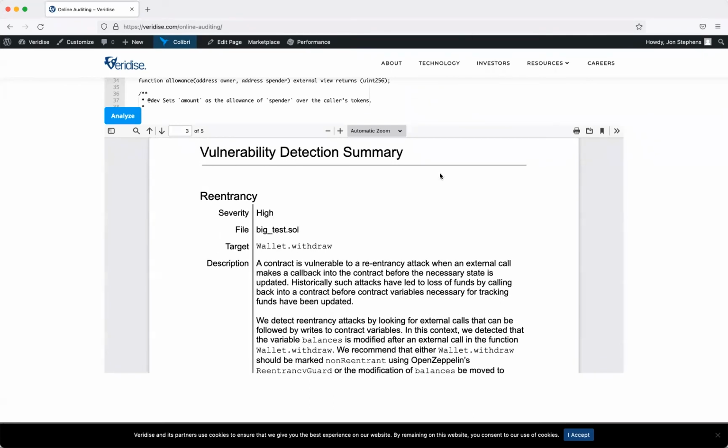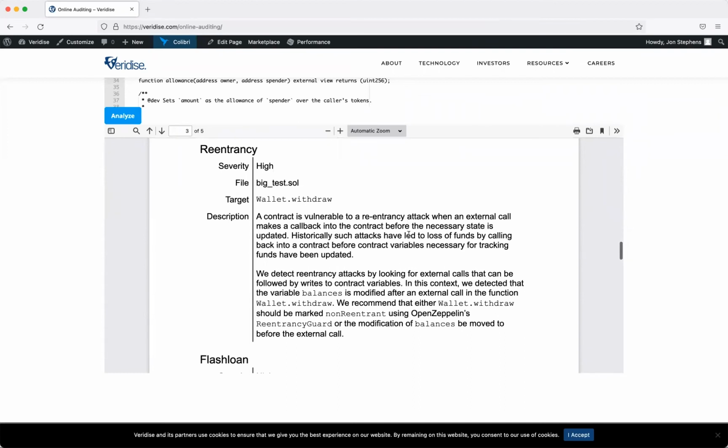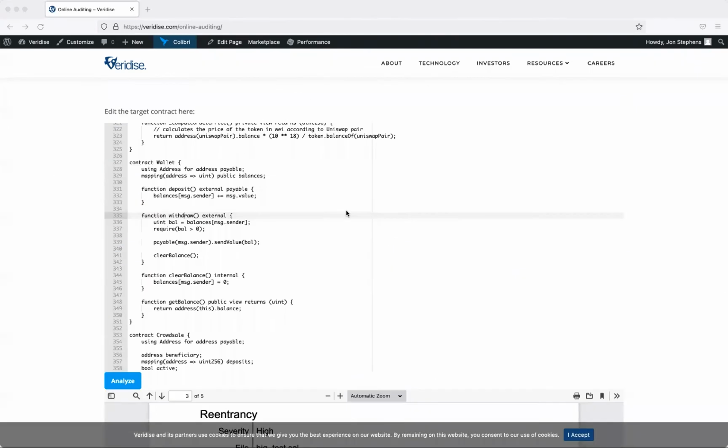The first vulnerability detected is a possible reentrancy vulnerability. The report identifies the withdraw function might be vulnerable to a possible reentrancy attack and gives a detailed description about these attacks. Let's look back at the code and see what it found. If we look at the identified function, the report says that the balance contract variable was modified after an external call. We can see that this is indeed the case, and therefore this function is vulnerable to a reentrancy attack, since upon reentrancy, balance will hold a stale value.